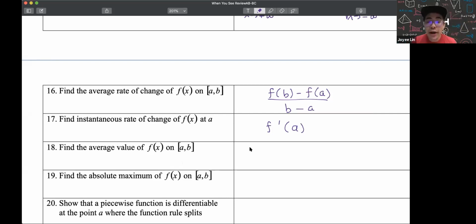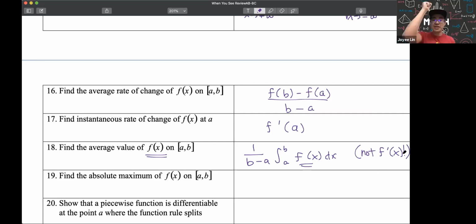Yes. 1 over b minus a, the integral from a to b of f of x. What do people forget? They forget the integral and they do the derivative, okay? Not f prime of x. Okay, so if you want the average value, so for example, if you want average velocity, you plug in velocity. If you want average acceleration, you plug in acceleration.